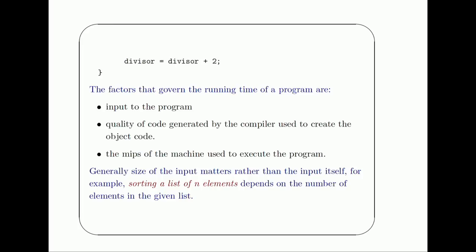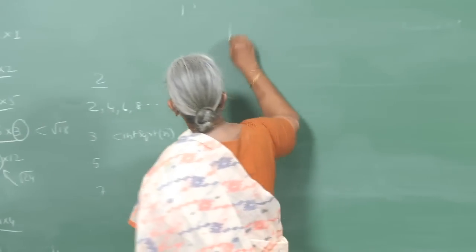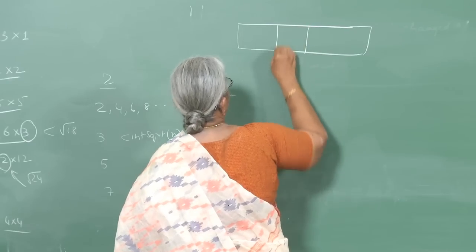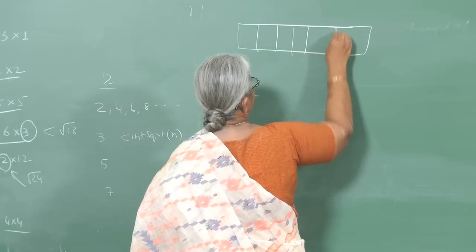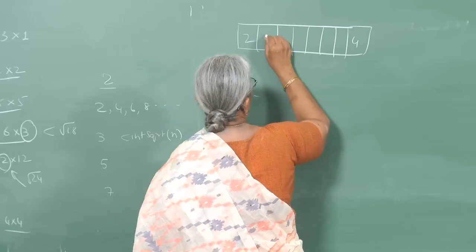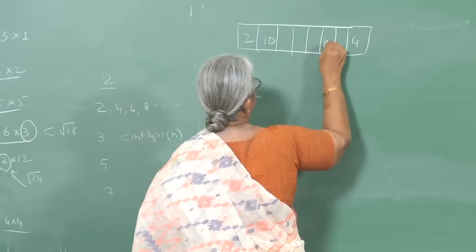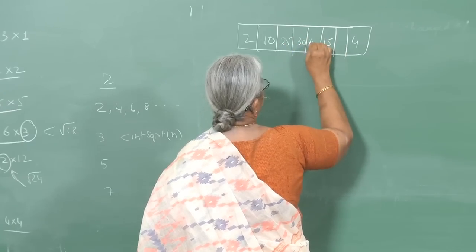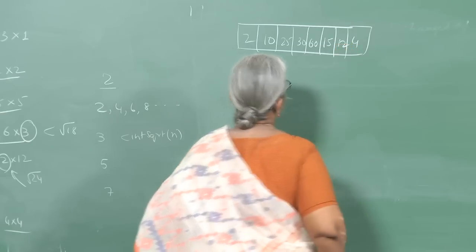Generally, what we do is define the size of the input rather than the input itself. For example, sorting a list of n elements depends upon the number of elements given in the list. What I mean is, if I have an array to be sorted, let us say I have 2, 4, 10, 15, 25, 30, 60 and 12 to be sorted.